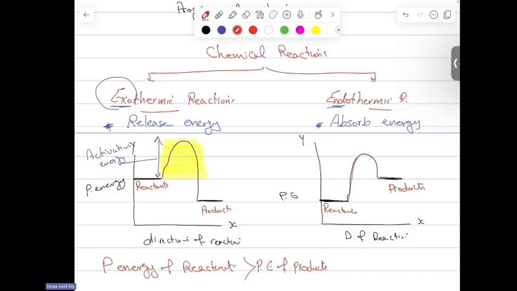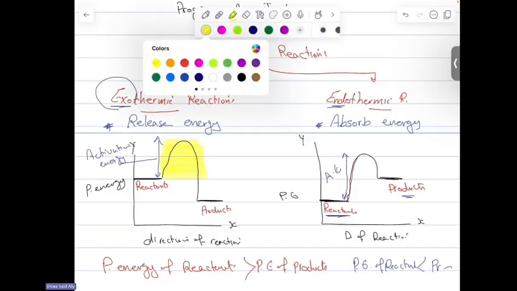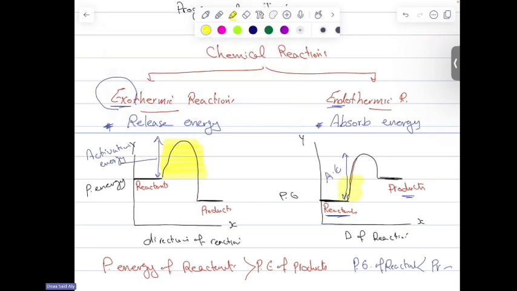Okay, طيب. What do you observe here? Here the potential energy of the reactants is lower than the potential energy of the products. So the potential energy of reactants is lower than the potential energy of the products. طيب, when they ask you to label the activation energy, انتبهي, where is the activation energy? This arrow represents the activation energy, and I will shade it with the yellow color, this one.